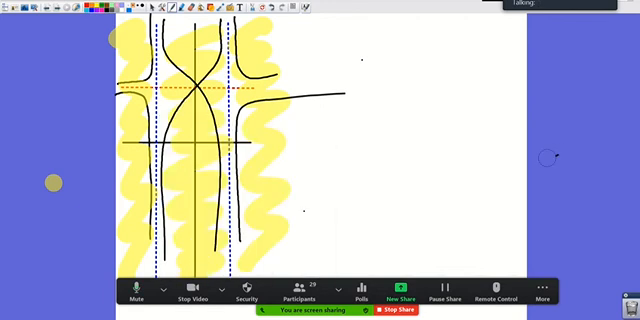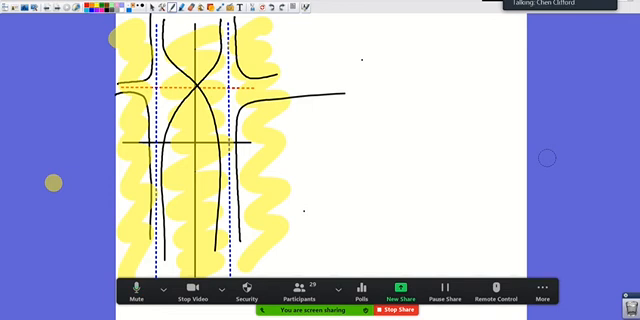Now, these are a little bit less intuitive. You might say, Mr. Chen, how come they can cross the horizontal asymptote in this case? That's a really good question.